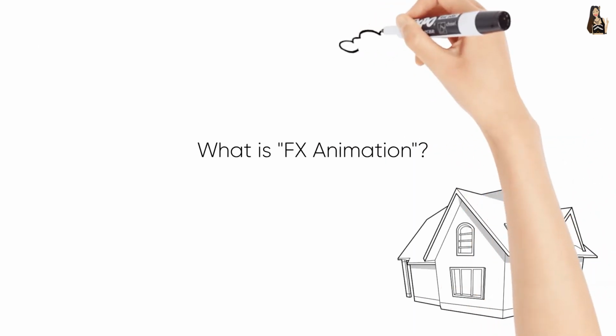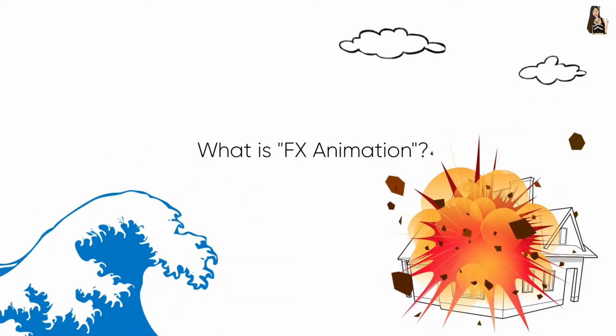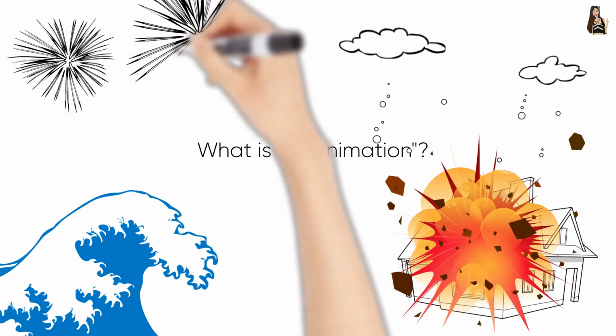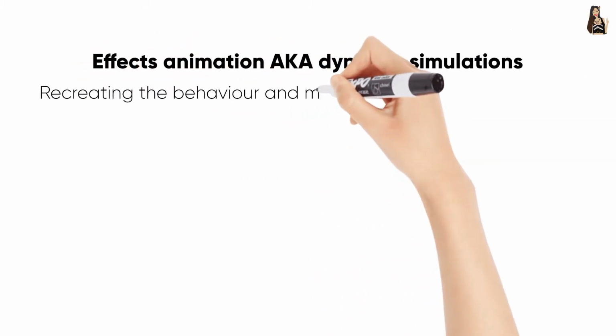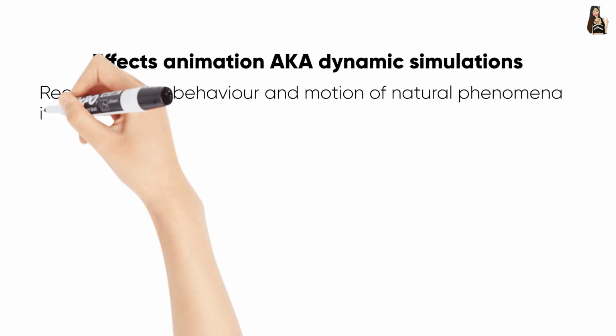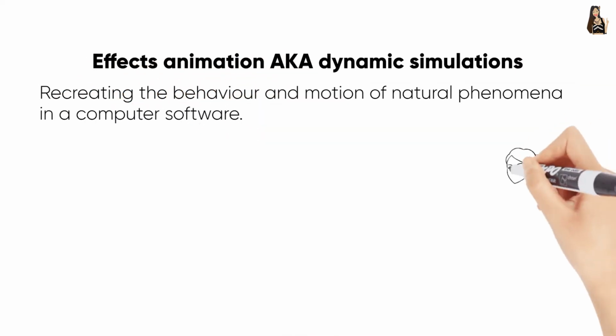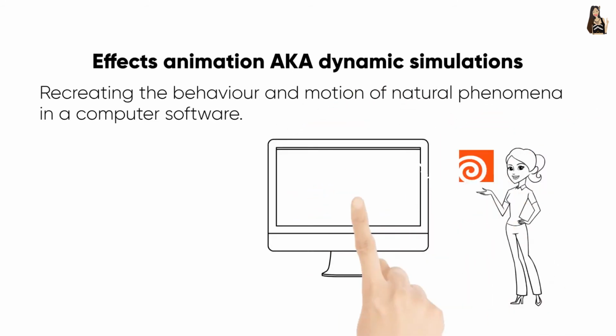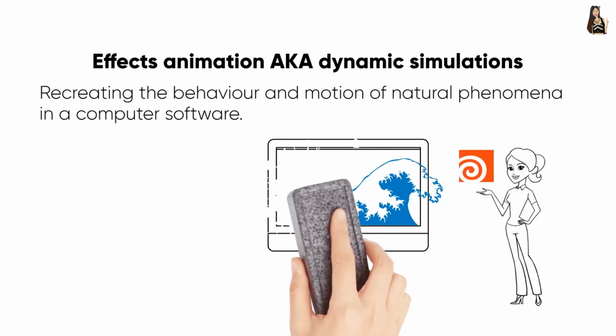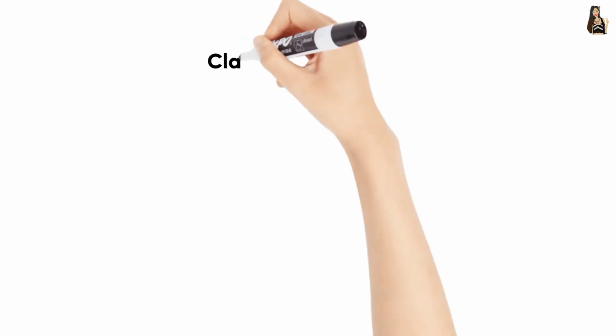So first of all, what is an FX animation? We use FX animation to create things such as fire, smoke, debris, fracture simulations, liquids, particles, so snow, sand, and so on and so forth. So FX animation is recreating the behavior and motion of real objects in a computer software. So we are using Houdini to recreate things that we can observe in real life, such as water or fire, and so on. And what does classical mechanics mean?